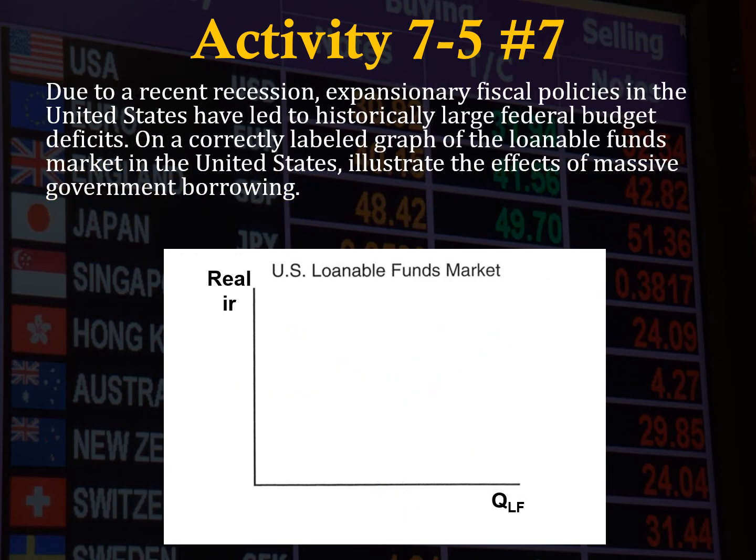7. Due to a recent recession, expansionary fiscal policies in the U.S. have led to historically large federal budget deficits. On a correctly labeled graph of the loanable funds market in the U.S., illustrate the effects of massive government borrowing. So there's our loanable funds graph.